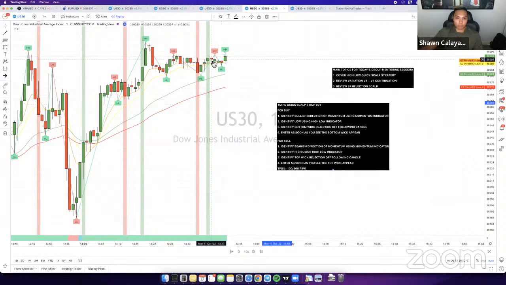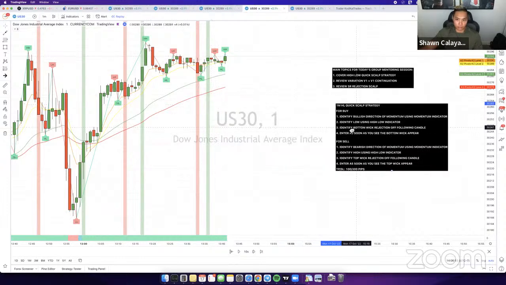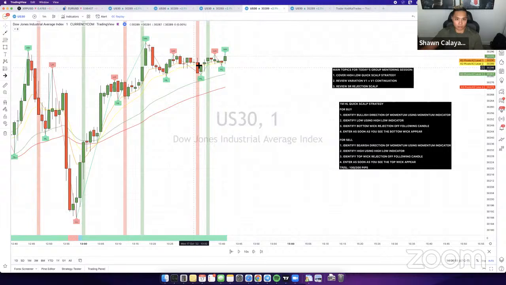For example, here, we're going to be looking for a buy. The reason that we're looking for a buy here is because the strategy is based off the momentum signals. The momentum is going to identify the direction of the trade. So if we have a buy signal, we're looking for buys. If we have a sell signal, we're looking for sells. At this specific moment, we have a buy signal.